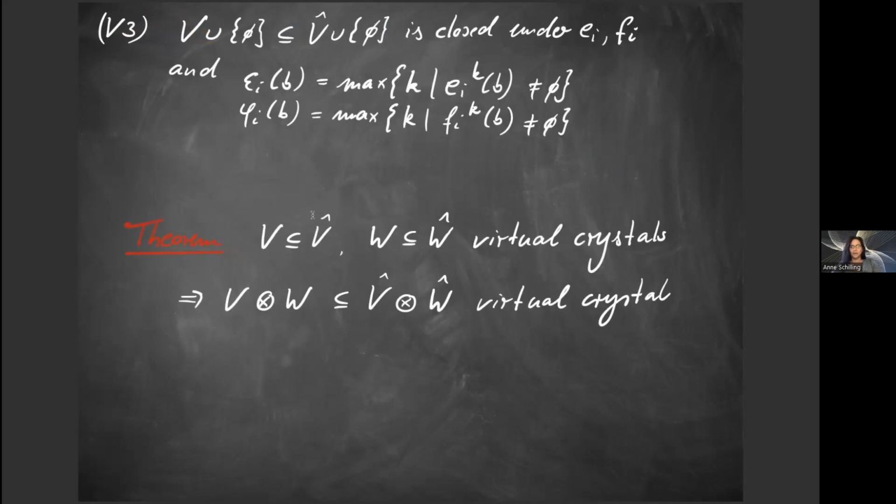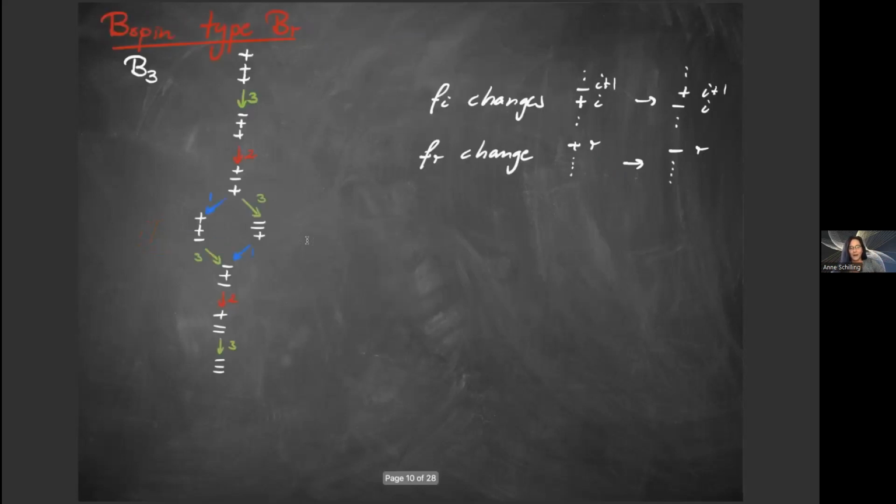And if that is the case, then it is known that if you take two virtual crystals and take the tensor product, this will again be a virtual crystal inside the tensor product of the ambient crystals. Okay, so this is some theoretical background that I will need. And now let us apply this in the setting that we are interested in.